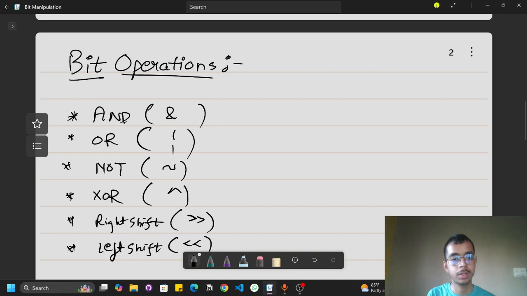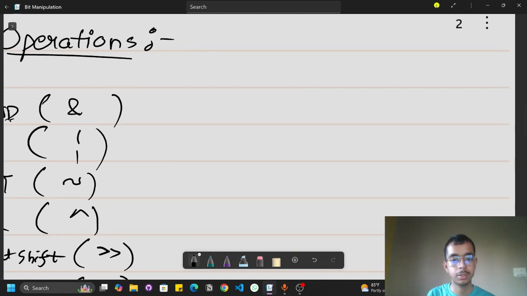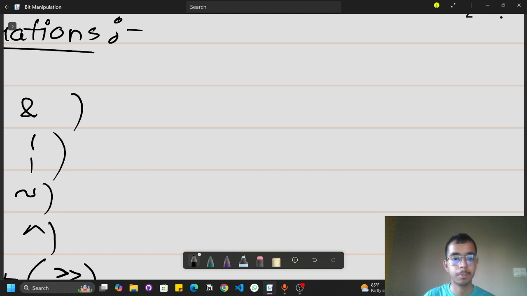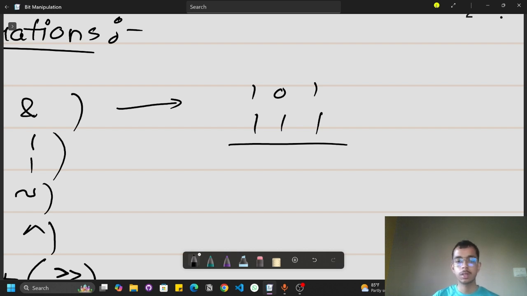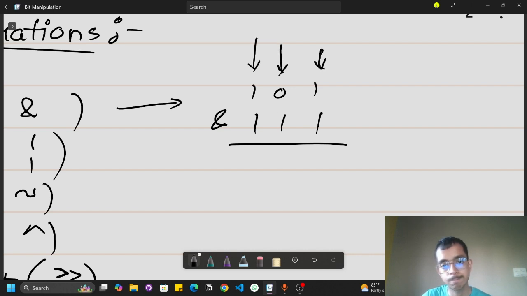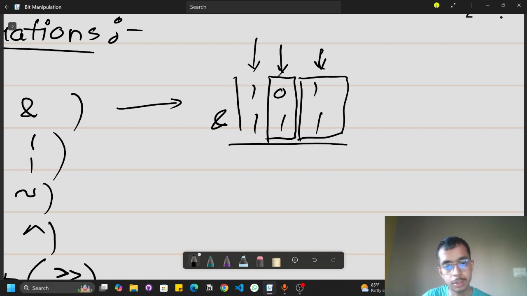So firstly, we are going to cover the AND operation. I'm going to quickly cover them here only. AND operation. So assuming that you have two numbers, 101 and 111. What if you take AND of these? Since this is a bitwise operation, it's going to look at each bit sequence here. So the first column is this, the second one is this, and the third one is this. So it's going to take AND of these two.